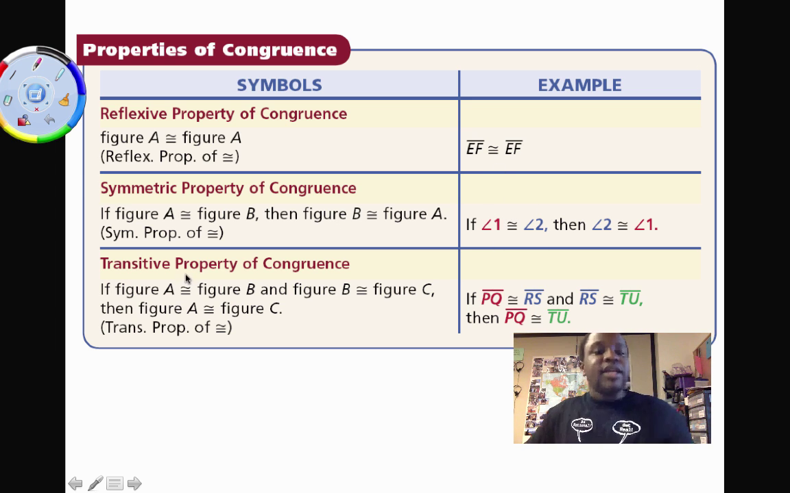And then lastly, the transitive property of congruence is if figure A is congruent to figure B, and figure B is congruent to figure C, then figure A and figure C are congruent. This is the transitive property of congruence. So if segment PQ is congruent to segment RS, and segment RS is congruent to segment TU, then segment PQ is congruent to segment TU.